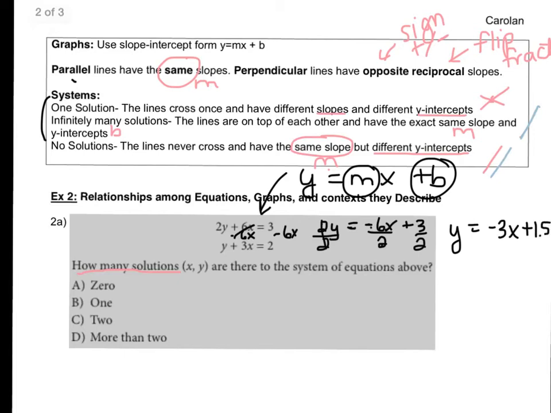-6 divided by 2 is -3. So the first equation's done. We now know that the slope is -3 and the y-intercept is 1.5. So let's quickly solve the next one for y. That's only one step to do that. So the second equation is y equals -3x plus 2. So you can see that the slope is also -3 and it has a different y-intercept. So same slopes, but not the exact same line, means that the lines are parallel and that there is no solution to that system.